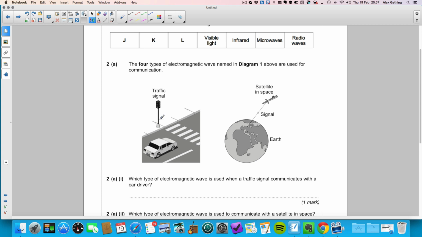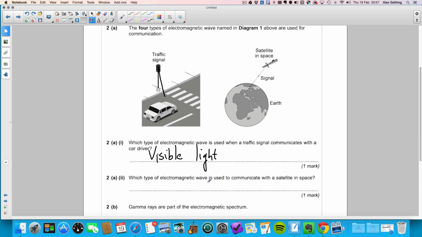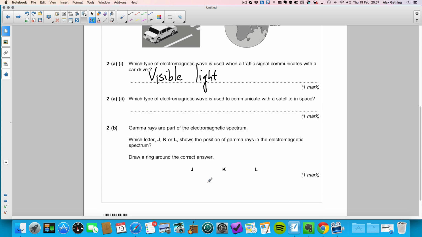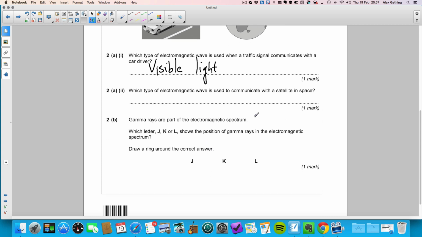Okay, so clearly I'm just going to see that, aren't I? So that's going to be my visible light. So I'm going to write in there visible light. A2. Which type of electromagnetic wave is used to communicate with a satellite in space? Well, that's going to be microwaves.